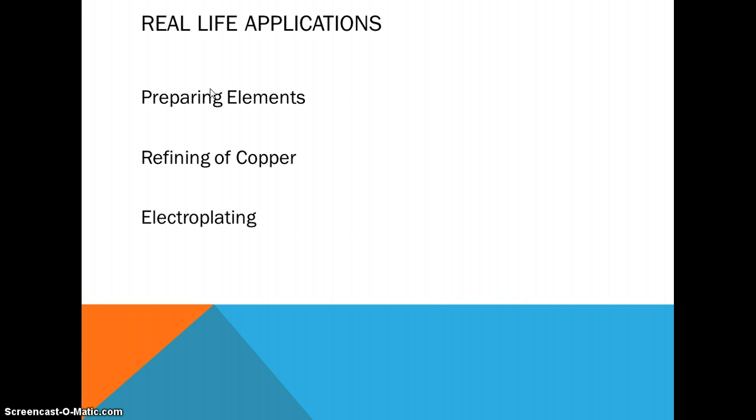Real-life applications. First is preparing the elements. Electrolysis is used to break down compounds that are very stable. For example, aluminum is a very important metal in modern society. But the main natural source of aluminum, which is aluminum oxide, is a very stable compound. A compound that is stable is difficult to break apart. You can't get aluminum out of aluminum oxide just by heating the compound. You need more energy than heat can provide.